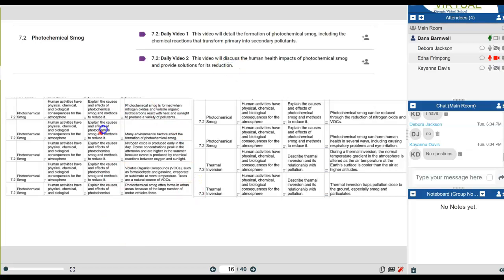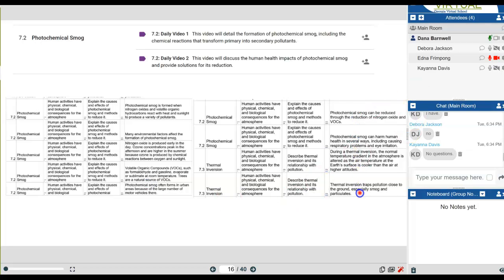Now, I know that this is a whole lot of words, and normally I try not to put this many words on a page. But what I want you to see is that this is the information that is required for photochemical smog in Unit 7, Section 2. So this is sort of the what-you-need-to-know list when it talks about photochemical smog.